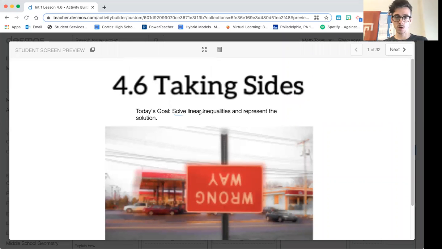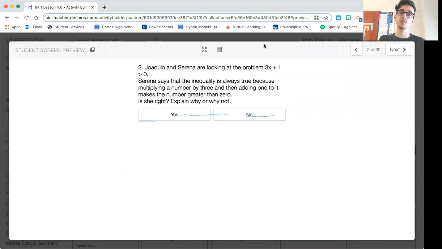The goal is to solve linear inequalities and represent the solution. So this section should feel as if it's a review of sorts, and that's on purpose because this is the final section of Module 4. Congrats for getting there. Let's dive into some of these problems. You might be asked to read them once, read them again, then maybe think out how it's going to be put together. So take a moment, pause the video, read through this, and we'll chat in a second.